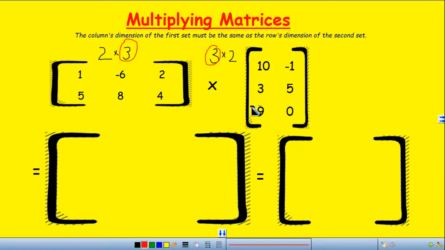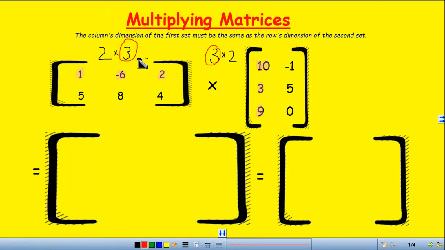So let's get started. Now, whenever we're multiplying matrices, we have to pay careful attention because what we're doing is we're taking our first row and we're going to be multiplying it times the first column in the second set. Not only are we going to be multiplying the numbers, but we're going to be adding them as well. So let's go ahead and get started.